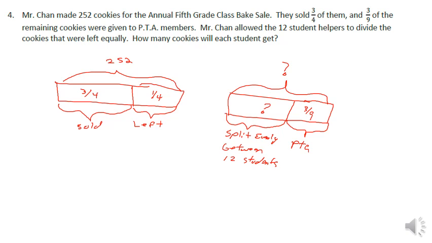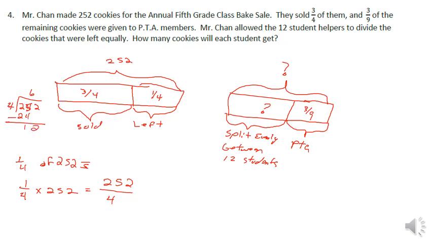Now, the first thing I need to do is find out what 1/4 of 252 is. So 1/4 of 252 is the same as saying 1/4 times 252, which equals 252 divided by 4. Now, let's do a quick 252 divided by 4. 4 goes into 25 6 times, because that's 24. Leaves us 12. 4 goes into 12 3 times. 3 times 4 is 12. So, this would be 63 cookies.